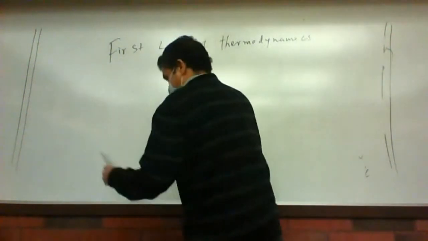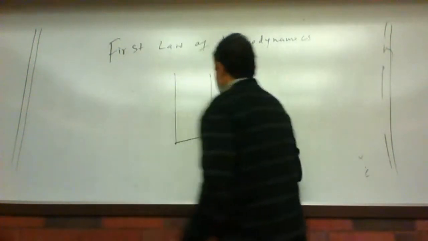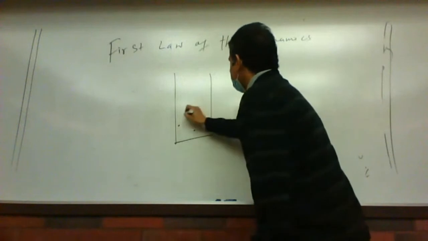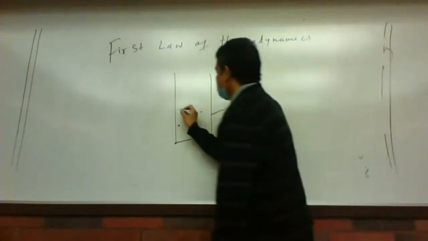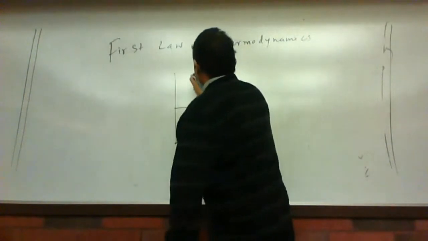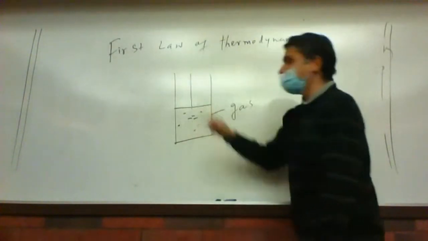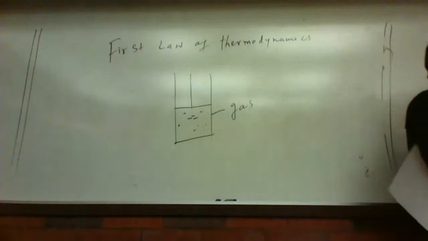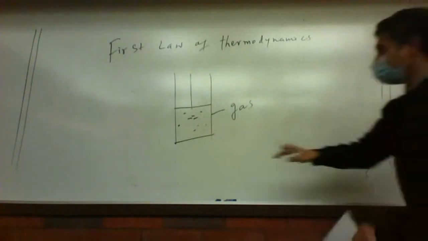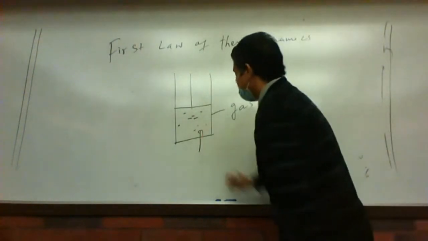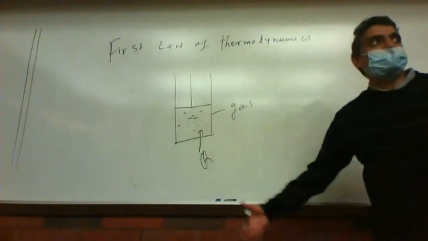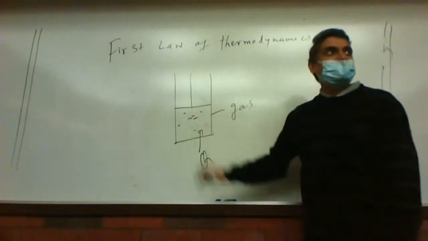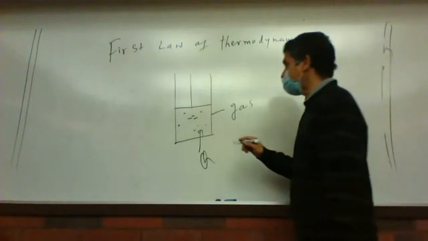So let's say you have a gas here, some gas here, and you have a piston here, just like the car. So this is a piston. So this is a gas, and you have a piston here, right? Make sense? Now I heat this gas by supplying, let's say, Q joule of energy. I give Q joule of energy to this gas, right? Now two things happen. What happens?